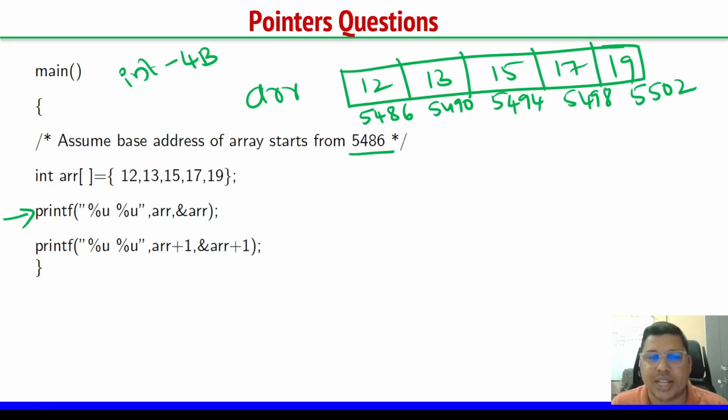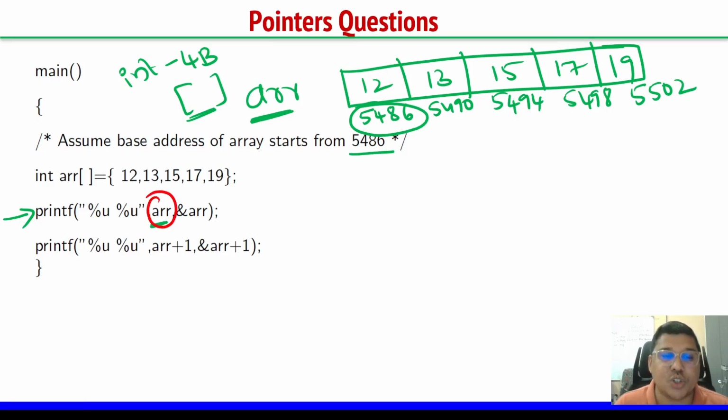Here percentile u means unsigned int, that is positive integer, whether it is percentile d or percentile u, it is same. So, what is the output of first printf statement? Please guess some answer. So, I am giving here name of the array. When I am giving name of the array, since it is single dimension array, ARR will give me the starting address. Understand the meaning of ARR in single dimension array.